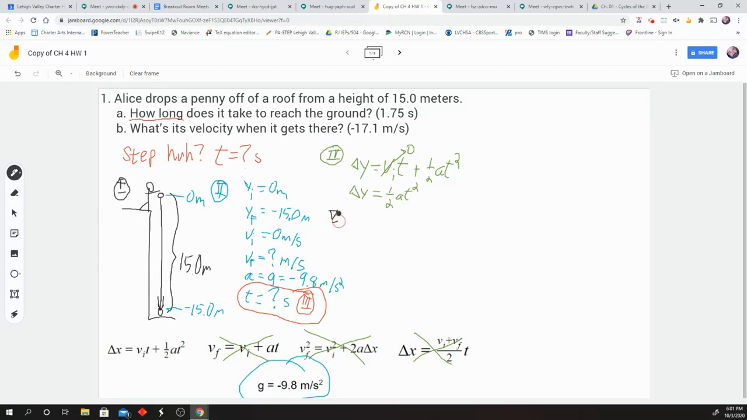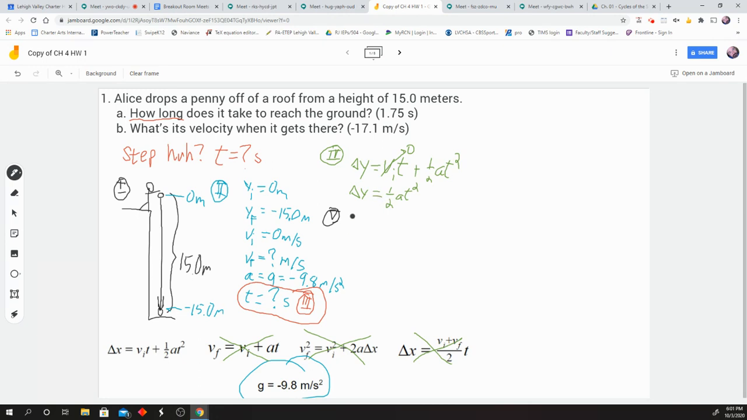So step 5 is do the math. So the math means, just solve for the thing we want. The thing we want here is t. So the name of the game is to get t by itself on one side of the equal sign. So if I start here, okay, delta y equals 1/2 a t squared. Well, I don't like this half. So the first thing I'm going to do is multiply both sides by 2.